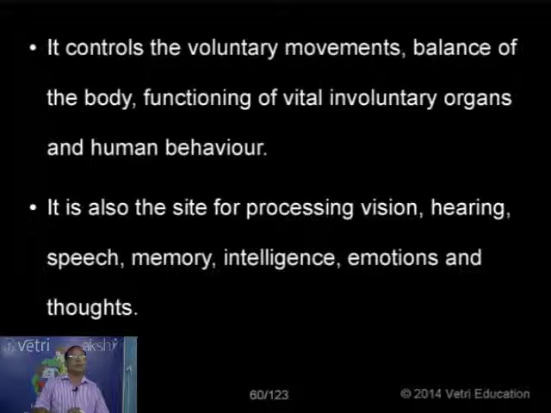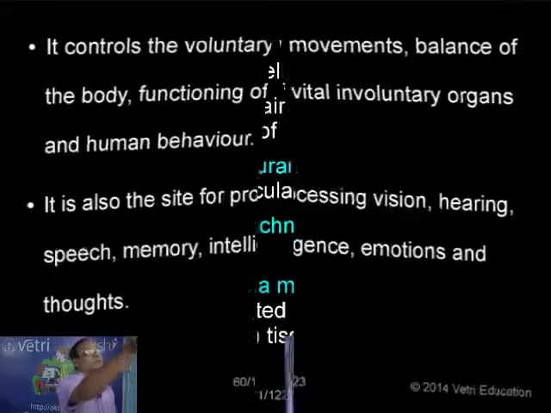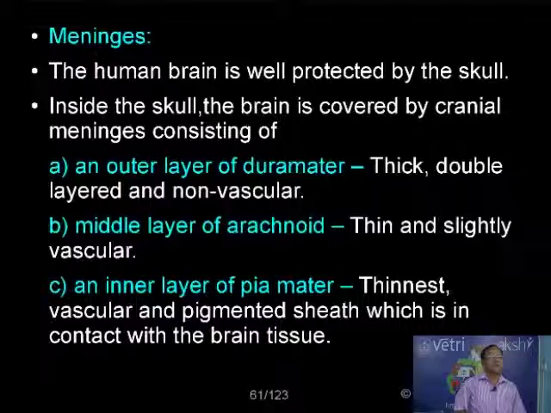Now, generally speaking, it controls various voluntary activities of the body, the functioning of various vital organs, human behavior, etc. And also the balance, namely the equilibrium of the body. In addition to that it is also responsible for processing the different kinds of sensory functions, namely vision, hearing, speech, memory, intelligence, emotions, and also thoughts. It is the main center for all these things. The hearing, speech, vision, memory, intelligence, thoughts, all are controlled, coordinated and processed by this system, namely the brain.